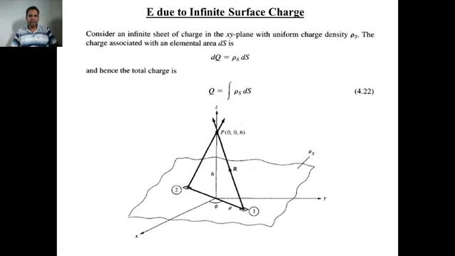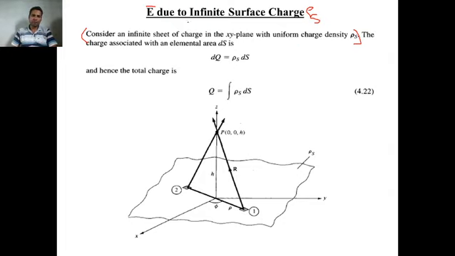Next derivation we have on our screen is to derive E bar due to infinite surface charge. For this derivation, what is given? The statement is given like this: derive E bar due to infinite surface charge of density rho s. So, we do not know what is the value of rho s, but they have mentioned that one infinite surface charge is given whose surface charge density is rho s, then find out E bar at some point.